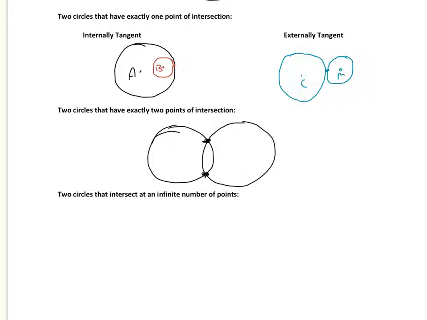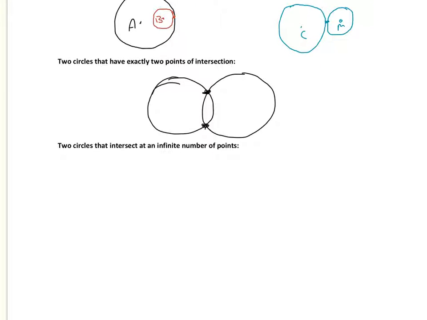Now, two circles can have infinitely many points, but the only way that can happen is that basically they're right on top of each other. So here's my first circle. And then I'm going to put another one right on top. So these two circles would have infinitely many intersecting points.